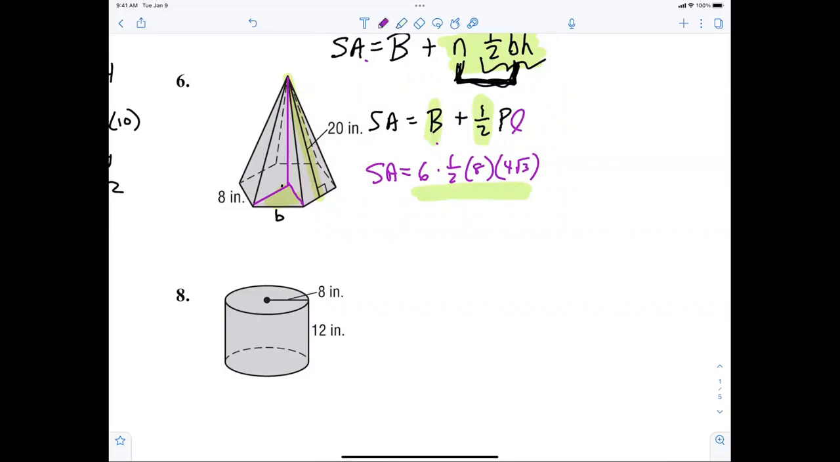Now I'm going to continue on. Now I'm going to add up all the what? All the sides. So there are how many sides? 6 times 1/2. What's the base? 8. What's the height? Please don't say 4 radical 3. 20.